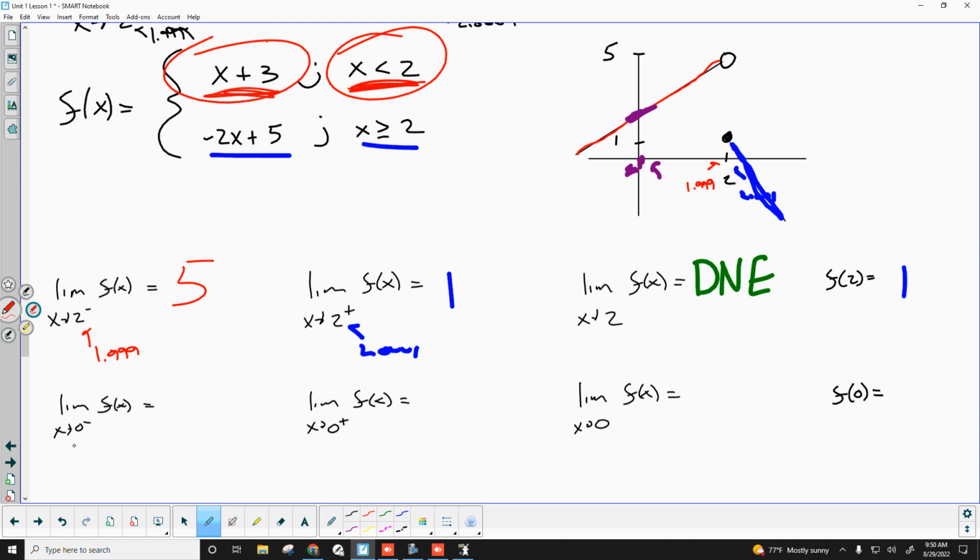Negative 0.0001, plug it into this piece. 0.0001, plug it into this piece. You'll get your answer there from these two. At 0, plug it into that piece. 3 across the board: you get 3, you get 3. Since this number is the same as this number, that's your answer for this limit in general. This is very important. A lot of people mess up on that. And the function value is 3.